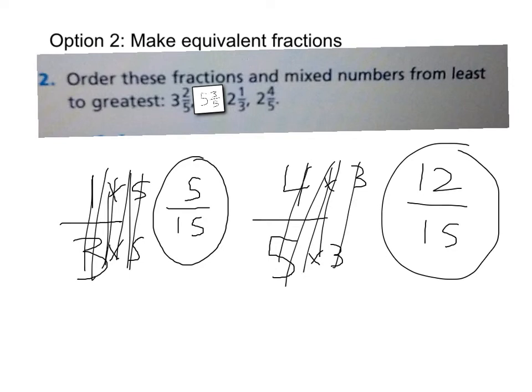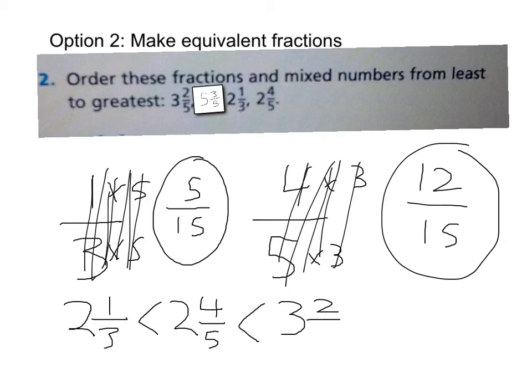So let's look at our four fractions and write them from least to greatest, as the question asked. So we'll go least to greatest. So the least fraction is 2 and 1/3. We converted 1/3 to 5/15 to show that it's less than 4/5. So the least is 2 and 1/3. And then the next largest number is 2 and 4/5. Next largest number after that is 3 and 2/5. And then the greatest out of these four is 5 and 3/5.